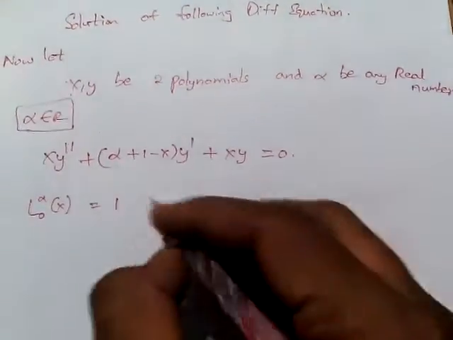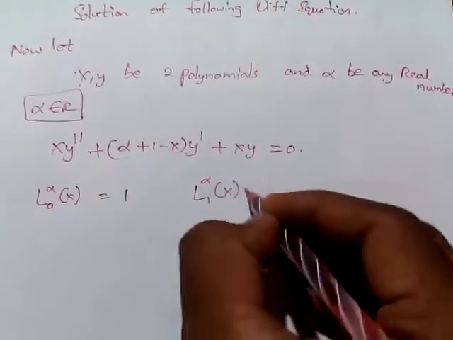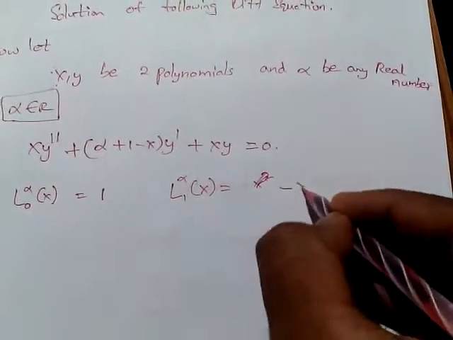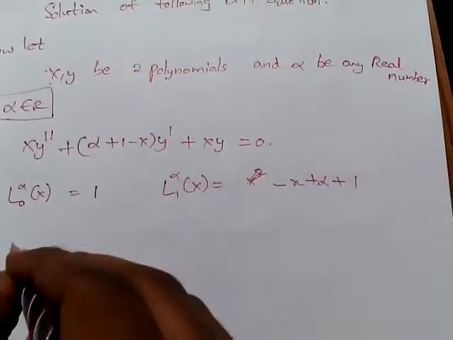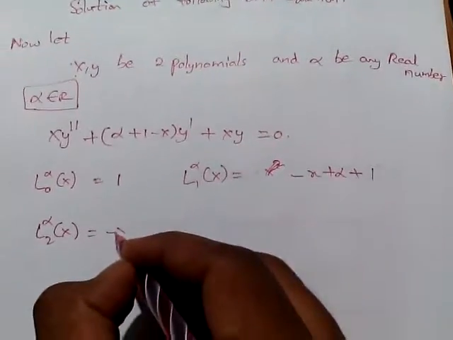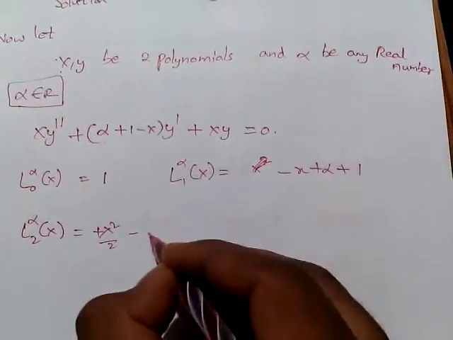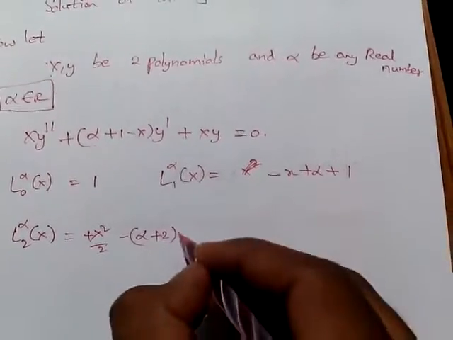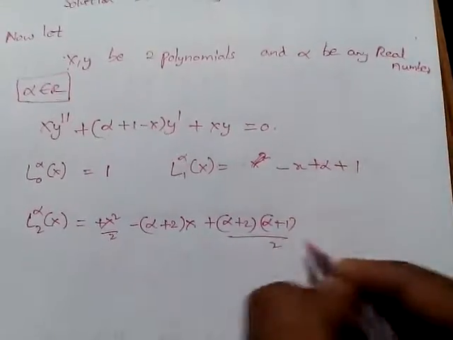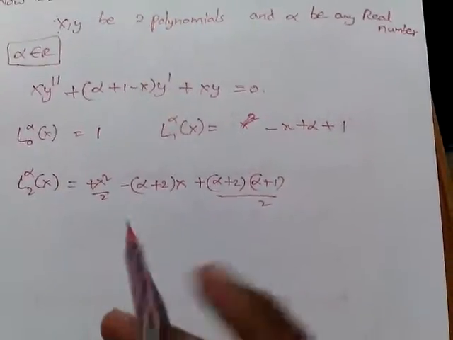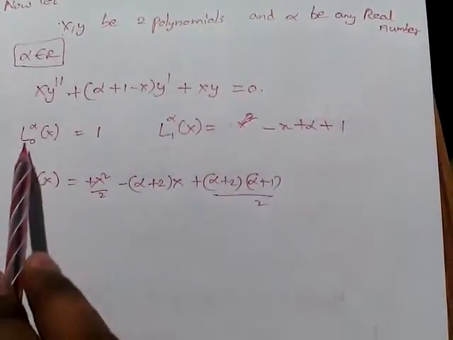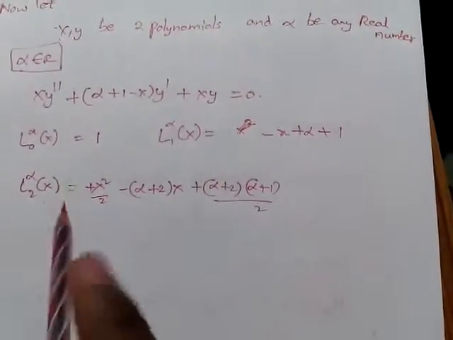L0 alpha of x is equal to 1, L1 alpha of x is equal to minus x plus alpha plus 1, and L2 alpha of x is equal to x square by 2 minus (alpha plus 2) into x plus (alpha plus 2) into (alpha plus 1) by 2. Here we can write the generalized form by putting alpha is equal to 0. This L0 of x and L1 of x are the values for their respective numbers.